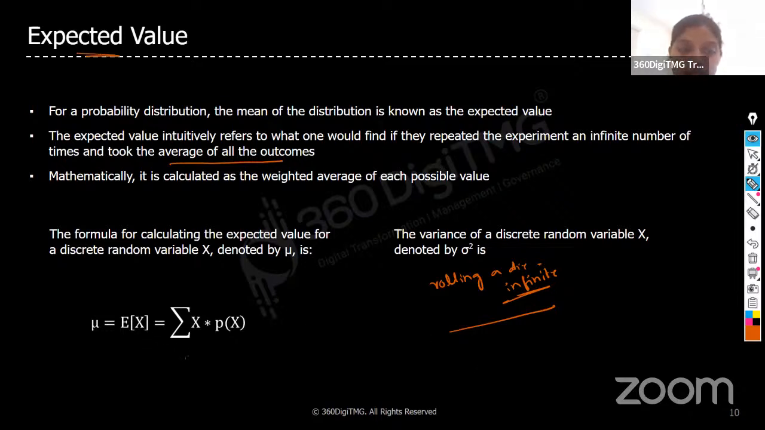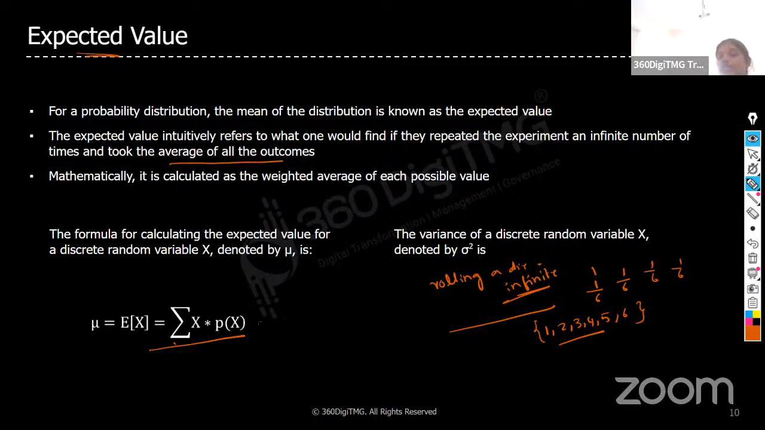So you take i equals 1, the sum of x times p of x. So here, what is the probability? It is 1 by 6 for 1, and also 1 by 6, 1 by 6, 1 by 6, and so on, for 1, 2, 3, 4, 5 and 6, which are the possible outcomes. According to that, you can find the expected value when you roll a die an infinite number of times. How can I find out?